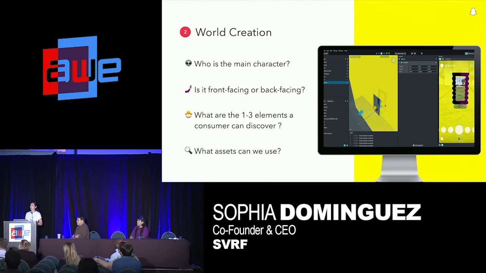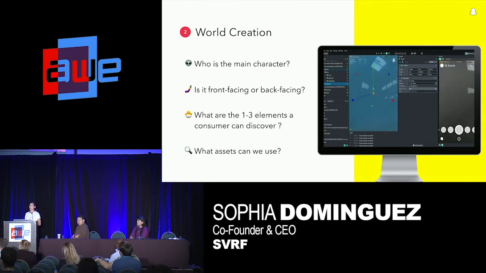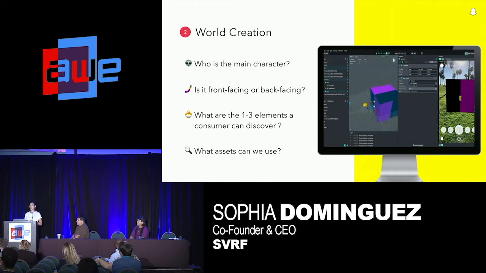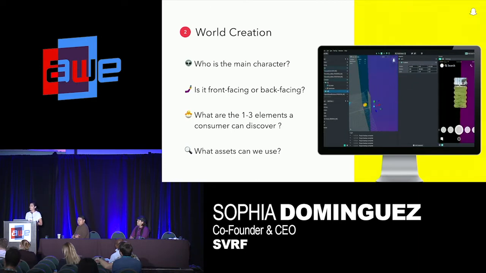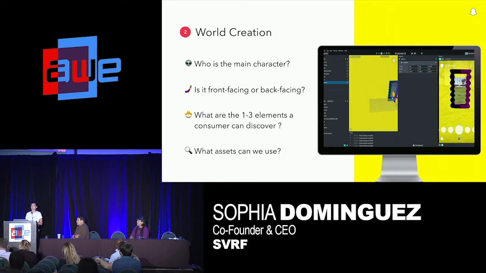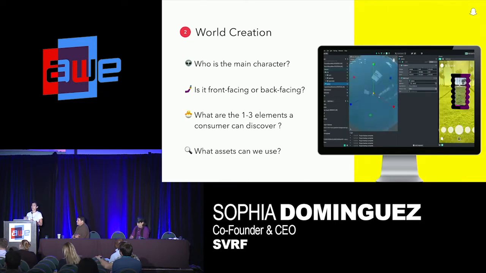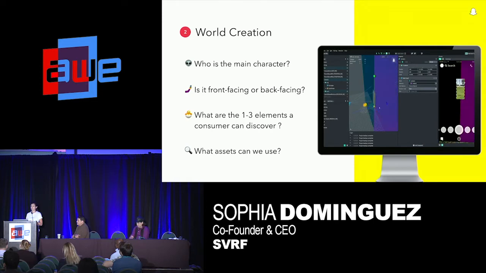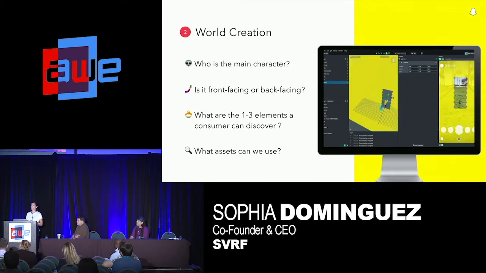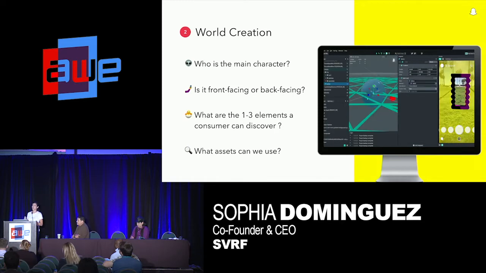Something we've learned over time is to focus on having one to three things that a user can relate to automatically in an environment. Stemming from that: who is the main character? Is there a character? What is the one thing somebody can look at and completely understand in a very quick way? Because people have a very short attention span, you need to capture them as quickly as possible.